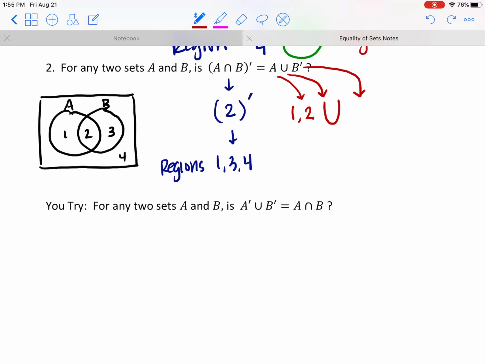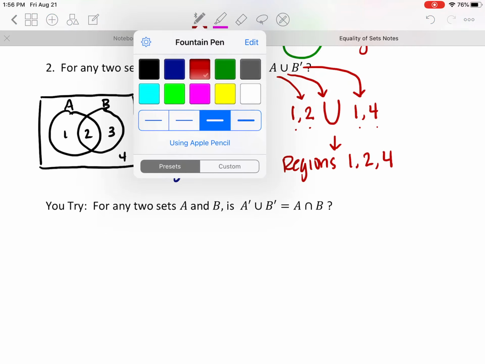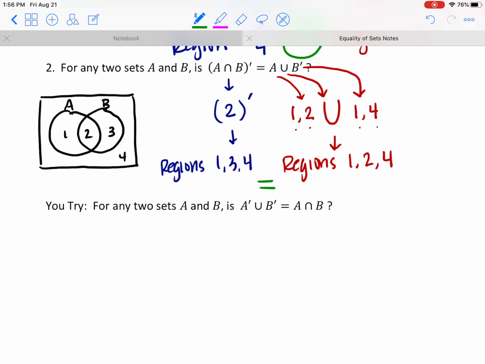So 1 and 4. Okay, if I unite these two groups, if I united 1 and 2 with 1 and 4, what would I be left with? What regions? That would lead me to regions 1 and 2, right? 1 and 2, and I've already got 1, and now I got to tack 4 in there. So the first set of operations leads us to 1, 3, and 4. The second set of operations leads us to 1, 2, and 4. That means that these sets of operations do not lead us to the same place, so they are not equal. Okay, not equal because they don't lead us to the same regions. Pretty close, but not quite the same.